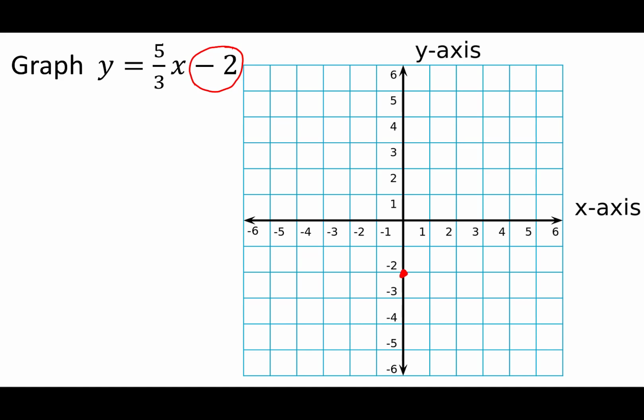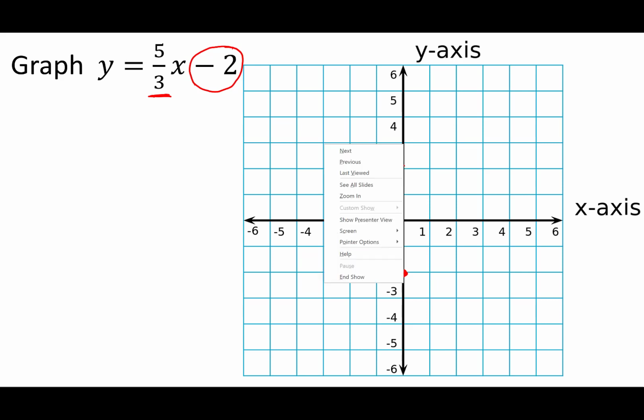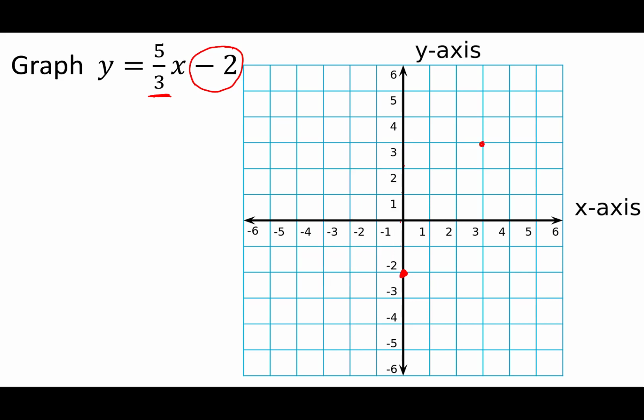And then I'm going to use my slope, which is the number multiplying to x, and do my rise over run. All right, so I'm going to do this one, it's 5/3, so I'm going to rise 5, 1, 2, 3. And I'm going to run 3. And remember, we always go to the right. And then I draw my line. And that's all there is to the graphing.